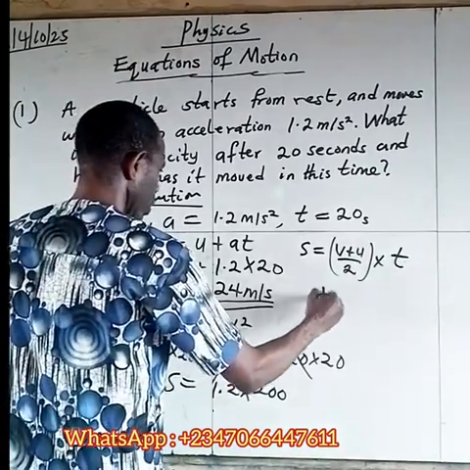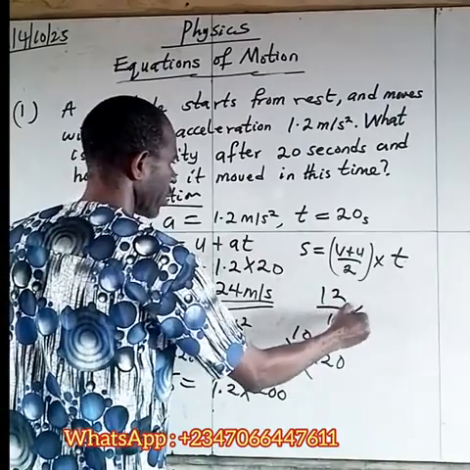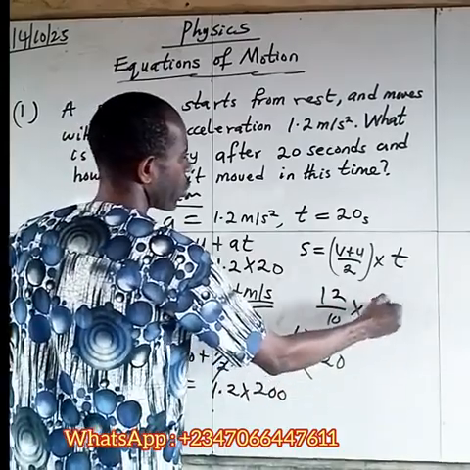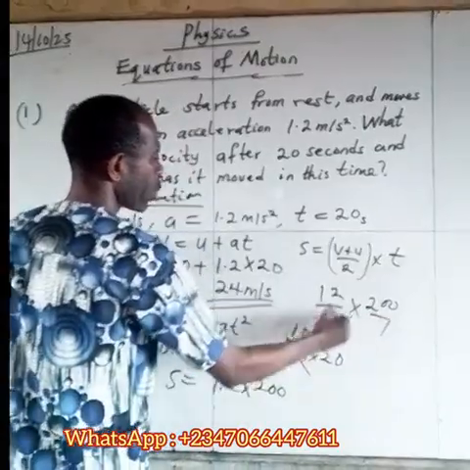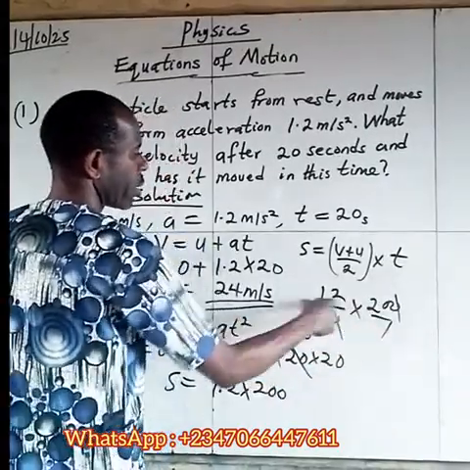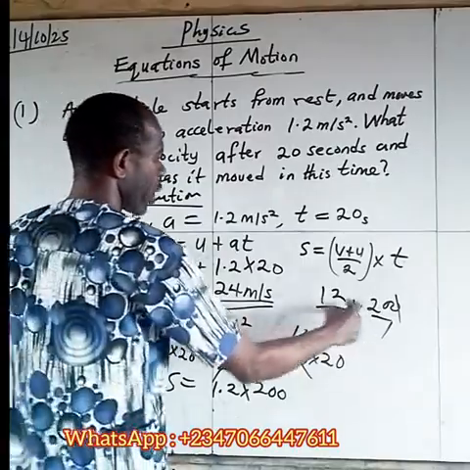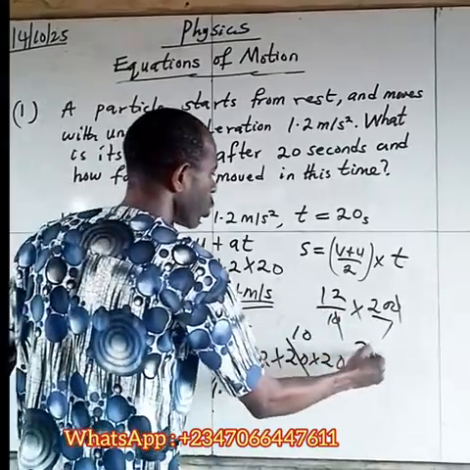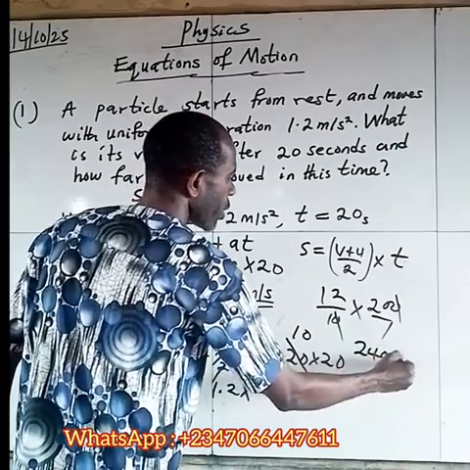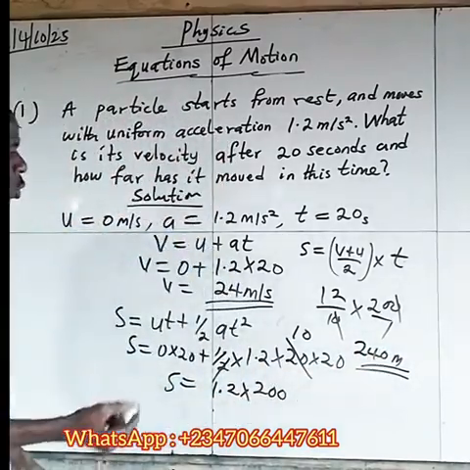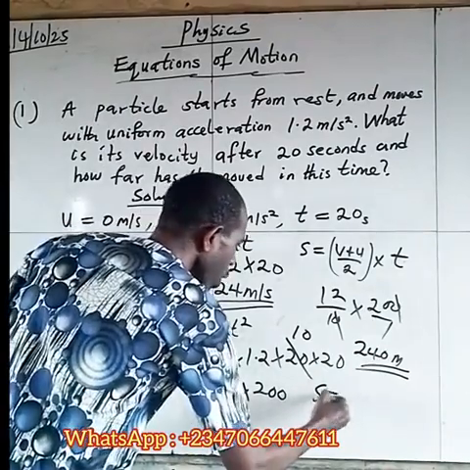It will give you, okay, let's change it to a fraction. Then multiply. I don't have a calculator, so I do everything with figures, with numbers. So the answer is 240 meters. So that is the total distance.